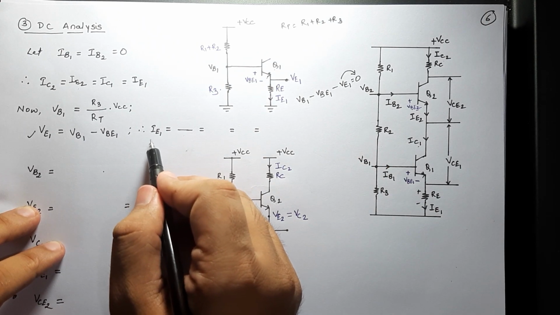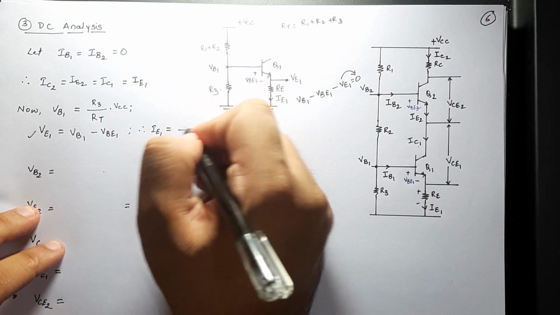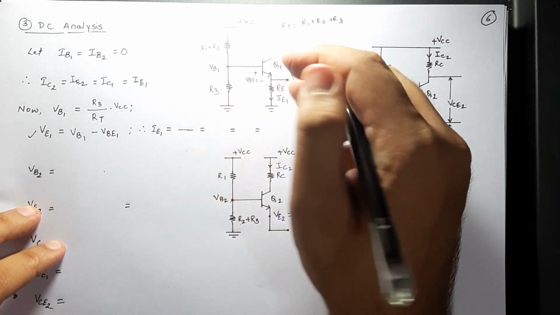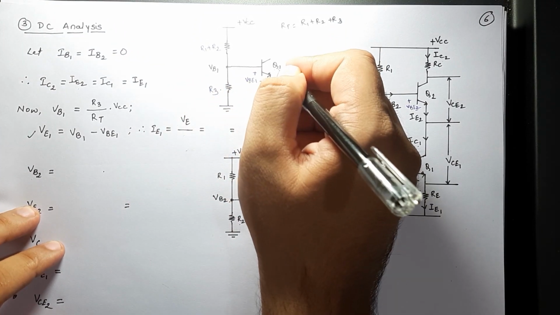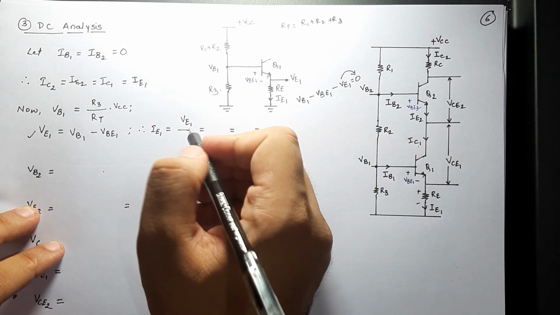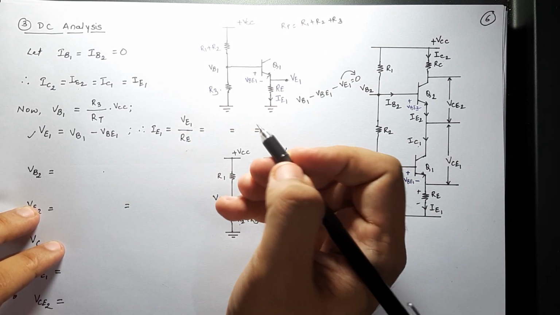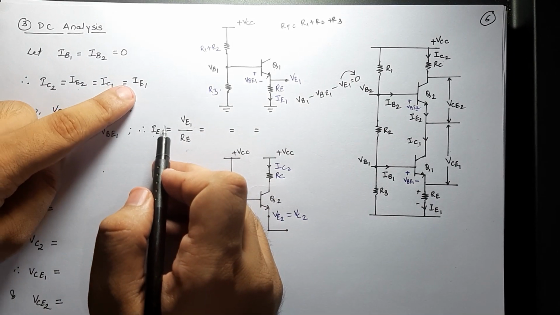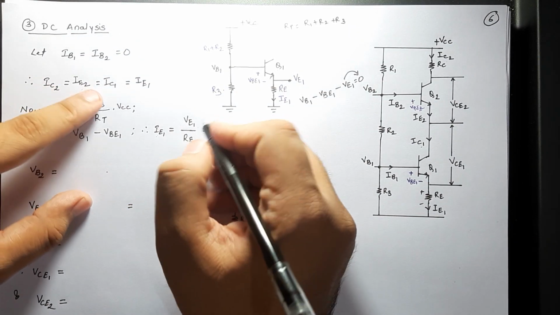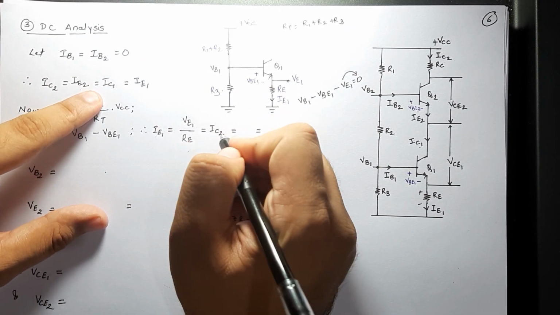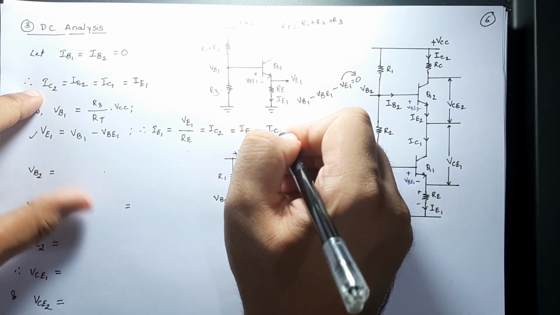Therefore IE1 is the current flowing through the resistor RE, hence I is V upon R. The voltage across RE is VE. Since this is the first transistor, I will have VE1 upon RE. Now IE1, if I am not wrong, is equal to IC1, which is equal to IE2, which is equal to IC2.